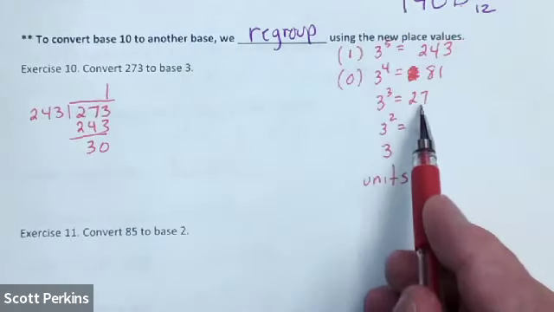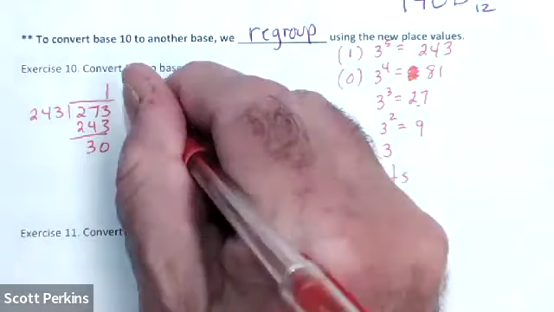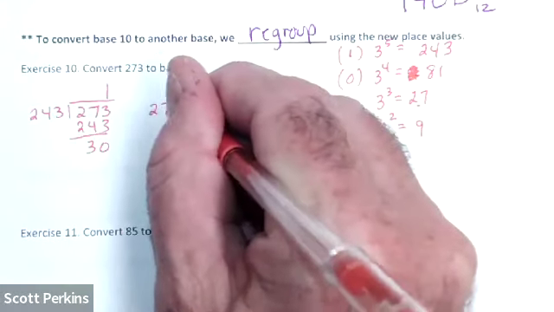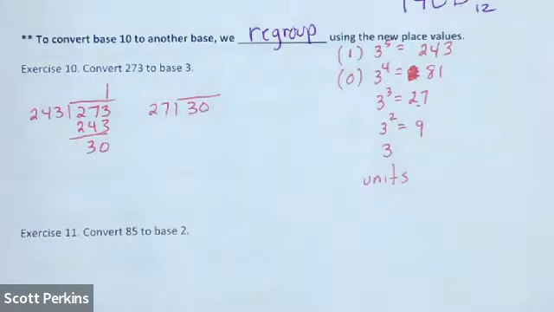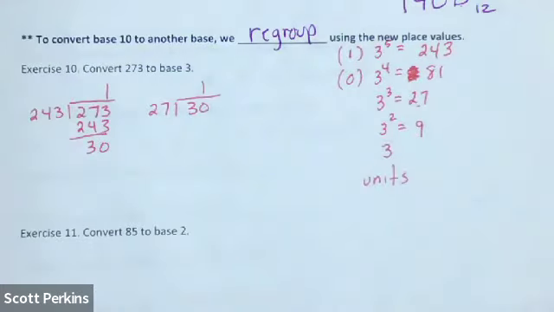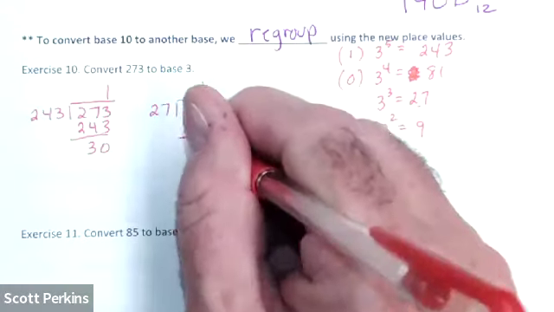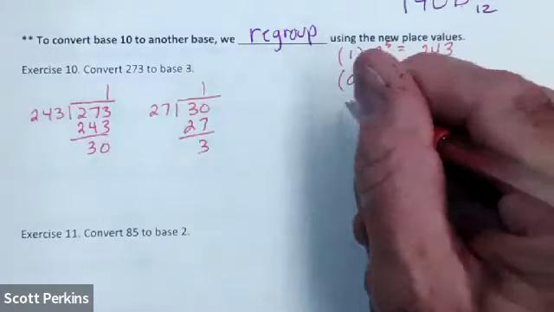The next place is 27. Do I have enough remainder to make a full group of 27? Yes, I do. Okay, so let's do that. 27. How many times does 27 go into 30? Once again, by the way, the smaller the base, the easier this process is to do because the numbers stay smaller. 1 times 27 is 27. That leaves me a remainder of 3, so I have one group of 27.